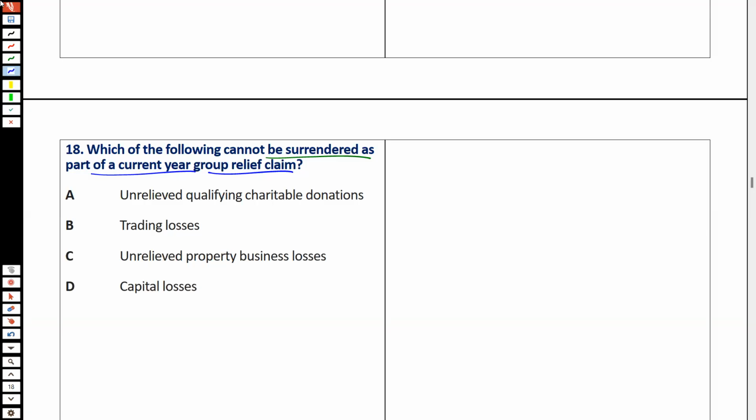So I have only two feedbacks. D may be the capital loss. That's correct, Aisha and Kamal. Option D is the right one because capital losses can never ever be adjusted under the group relief claim. Capital losses can only be adjusted under the capital gains group concept. So they are not adjusted under the capital losses regime, sorry, under the group relief regime. Is it clear?